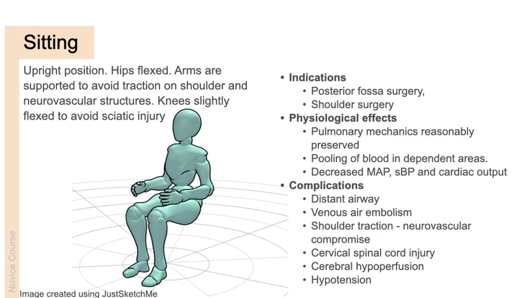There's a risk that if there is a venous air embolism, and there's a patent foramen ovale, it can go to the brain. You can suffer a stroke. If there's any shoulder traction, that can result in neurovascular compromise. And cervical spinal cord injury can happen if the head itself is not kept in a neutral position, or if it's not properly secured and moves during surgery accidentally. Risk of cerebral hypoperfusion and patient hypotension.